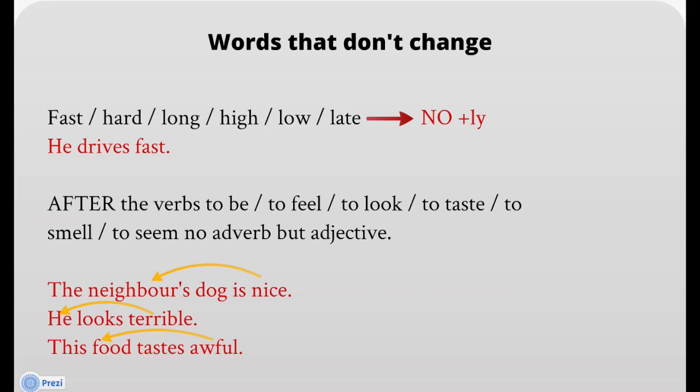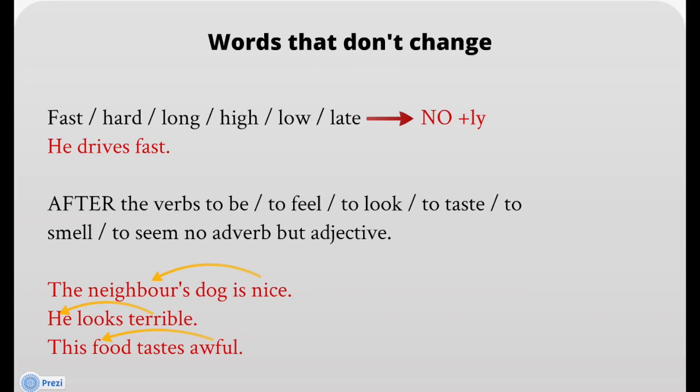Now, after the verb to be, to feel, to look, to taste, to smell, and to seem, there's never an adverb, but always an adjective. The neighbor's dog is nice. Now, this is a form of to be, of course. Nice actually says something about the neighbor's dog, which is a noun. So that's why it's an adjective.